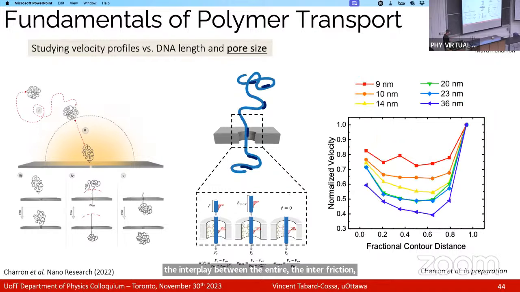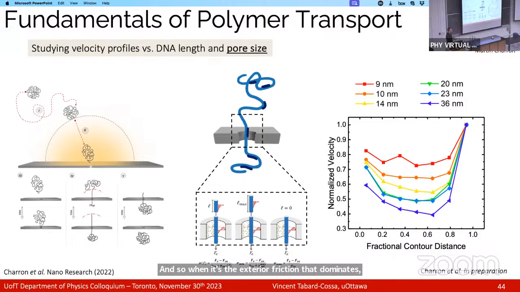So what he did that was very interesting is that he actually mapped this velocity profile as a function of pore size. And what he shows is that bigger pores actually have greater velocity fluctuations than smaller pores. And this is because you're keeping the same molecule length, always 5,000 base pair. But the bigger nanopores essentially have a reduced contribution from the internal friction compared to smaller pores. And so when it's the exterior friction that dominates, you see a lot of fluctuations.